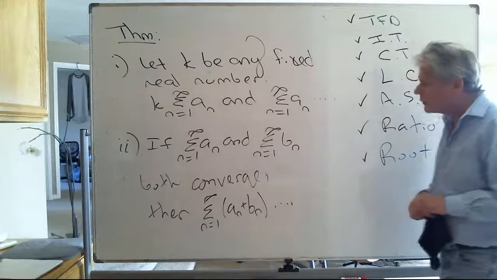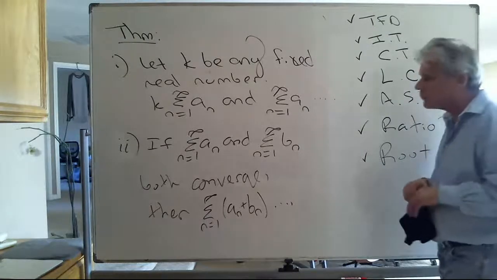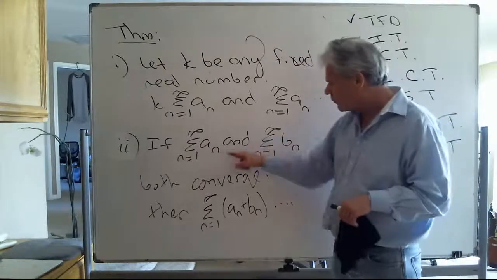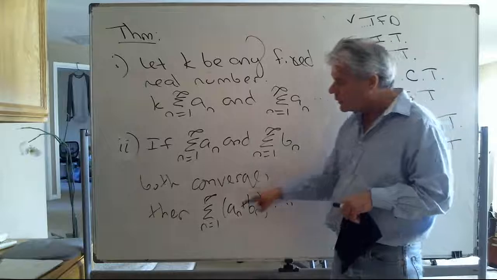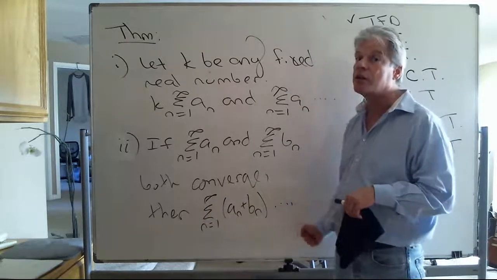Something else, well, maybe not commonly, but sometimes I can use the following. If I know that these two series, here and here, converge, then it is necessarily the case that the series involving the sum of those two nth terms converges as well.